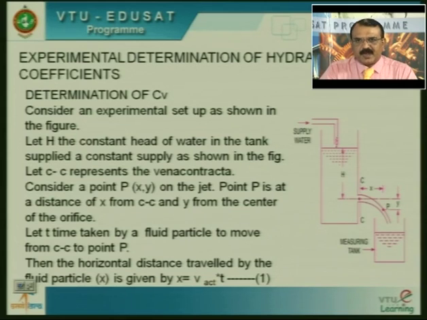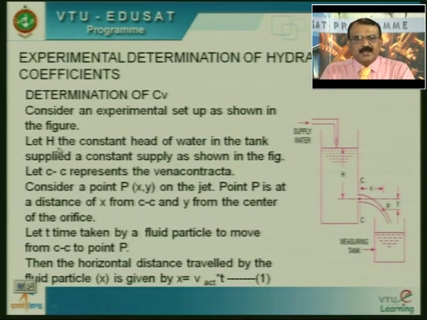Okay, in order to find the coefficient of velocity, what we will do is consider a jet of water. On this jet, consider a point P. Now, this point P has a coordinate x and y. That is, this point P is at a distance of x from the vena contracta and y from the point P to the center of the orifice. Again, I repeat, this point P has a coordinate of x comma y. This point P is at a distance of x from vena contracta and at a depth of y from the center of the orifice. That is what I mentioned here.